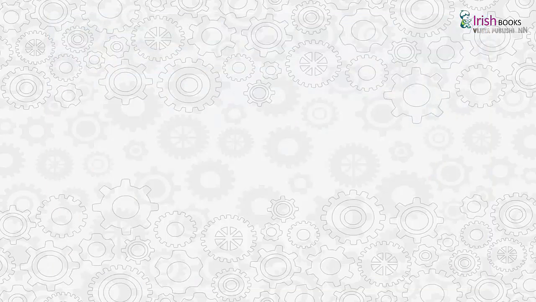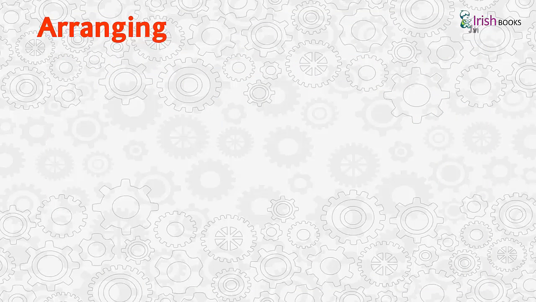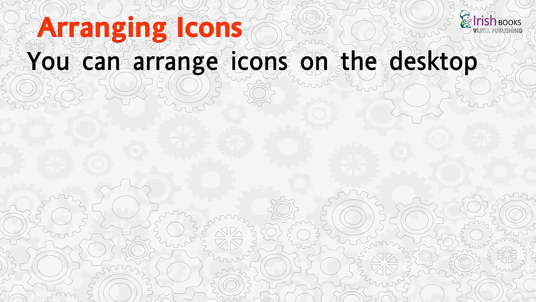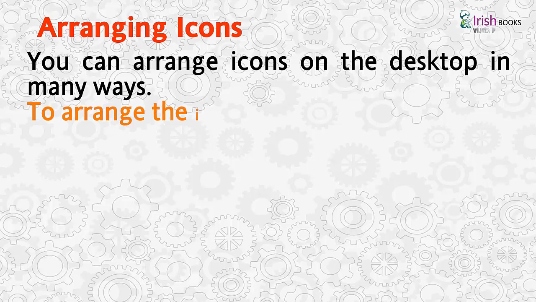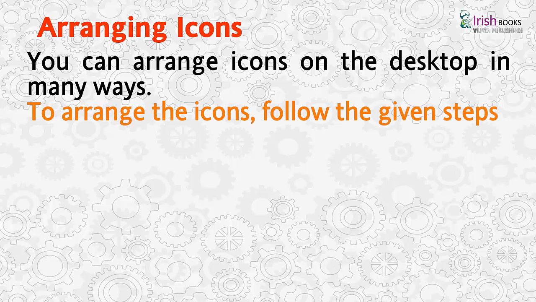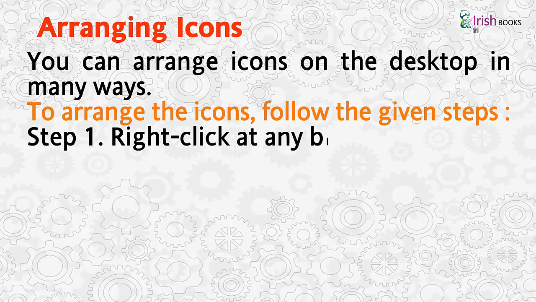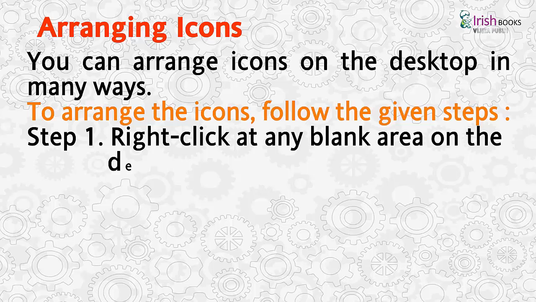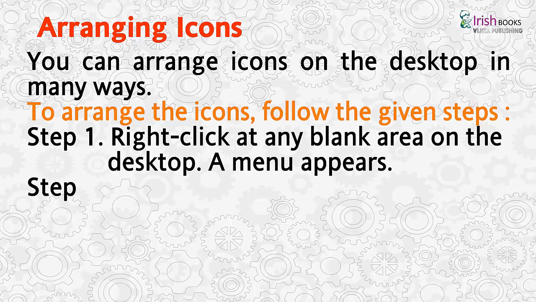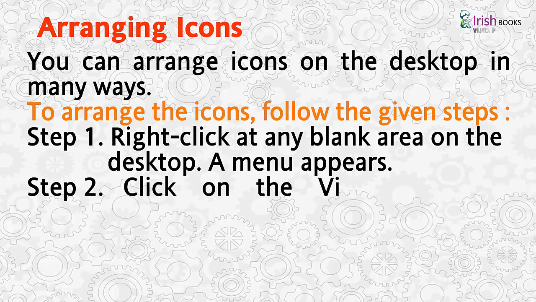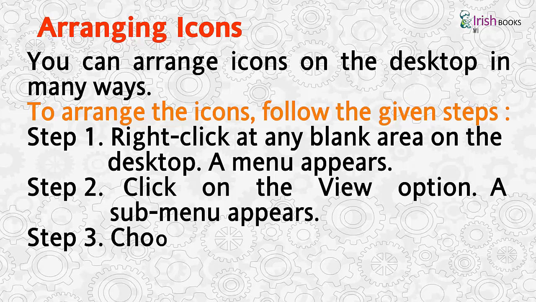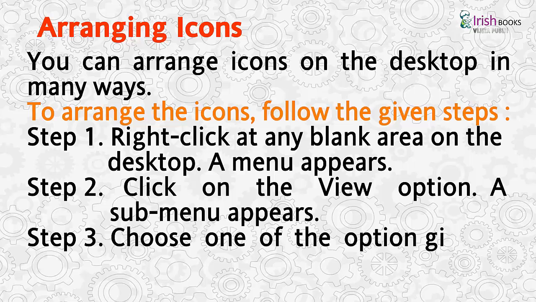Arranging icons. You can arrange icons on the desktop in many ways. To arrange the icons, follow the given steps. Step 1. Right-click at any blank area on the desktop. A menu appears. Step 2. Click on the View option. A sub-menu appears. Step 3. Choose one of the options given to arrange the icons in that order.